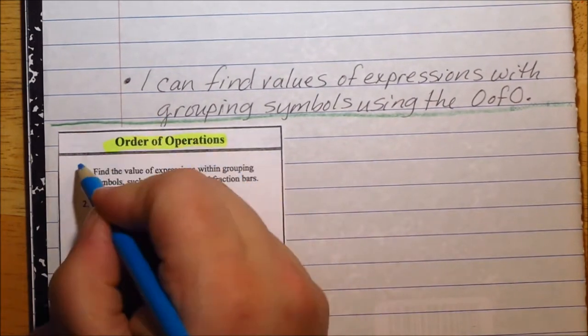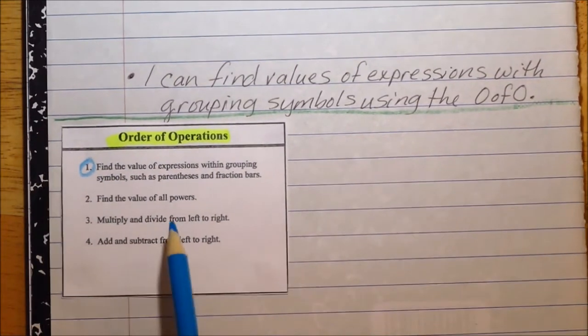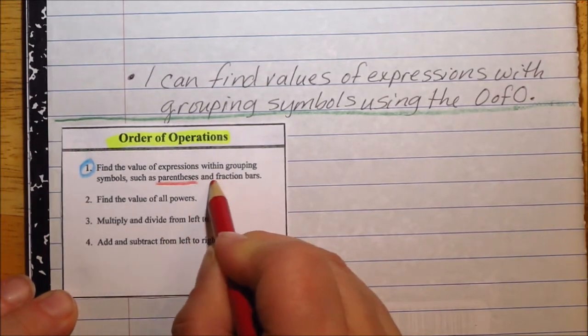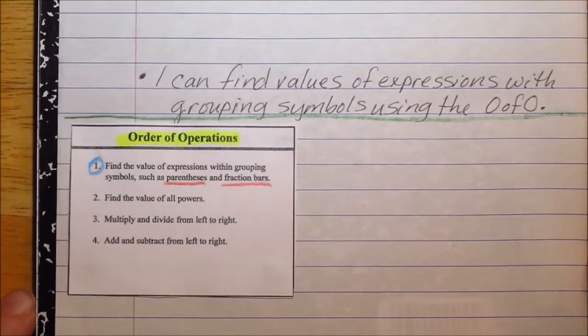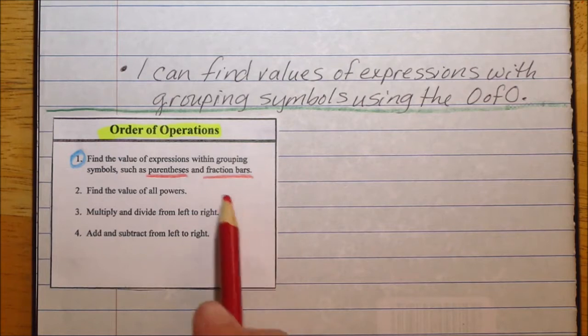They're all here now. Step 1 is to find the value of any expressions within grouping symbols, such as parentheses and fraction bars. And I'm going to take my red pencil and underline parentheses and fraction bars. Now, most of you wouldn't find any difficulty understanding that parentheses would be a grouping symbol. Later, probably more when you get to 7th grade, you'll see brackets are also a grouping symbol. It's kind of like putting parentheses within parentheses. But a fraction bar is also a grouping symbol. And in this lesson, you'll see how that is.